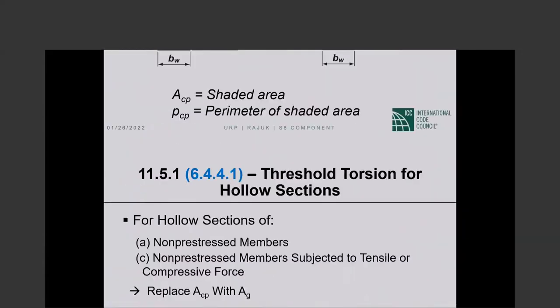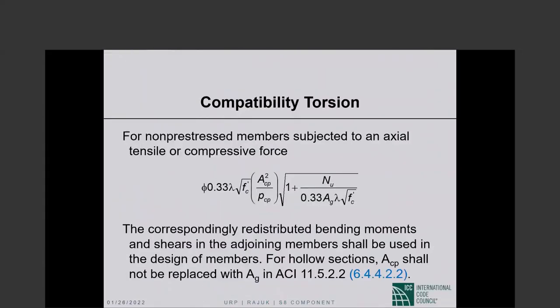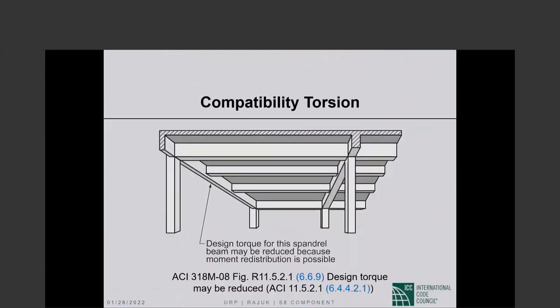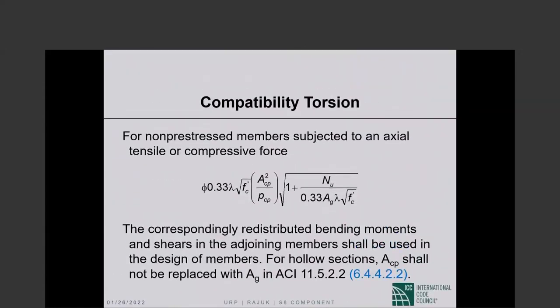But then, when we are designing for torsion, we have compatibility torsion. T sub u is the applied torque. We have chosen to design for T sub CR. The remaining torsion becomes additional bending moment in the structural members that are causing the torsion on the spandrel. In that situation, we shall not replace A sub Cp with A sub G.